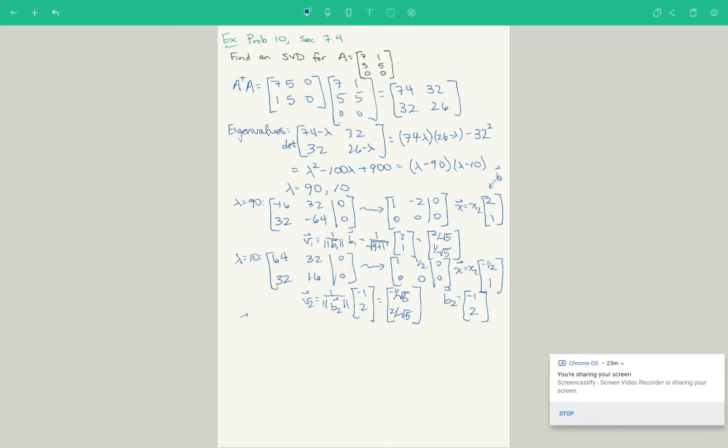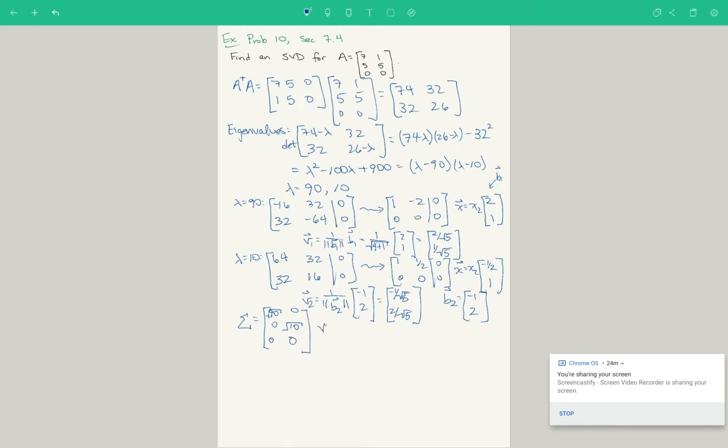So we now have our sigma, which we can make by putting our singular values along the diagonal and zeros everywhere else. So our biggest singular value is the square root of our biggest eigenvalue, which is 90. And then our next singular value is the square root of the next biggest one, which is 10. And we fill in with zeros everywhere else. We know this should be 3 by 2 because A was 3 by 2.